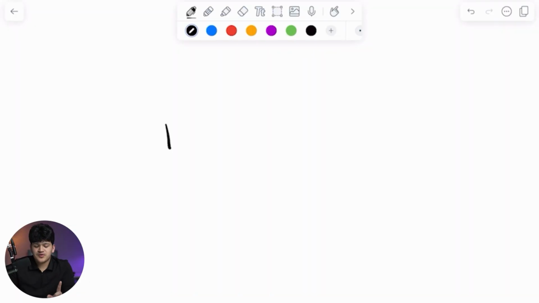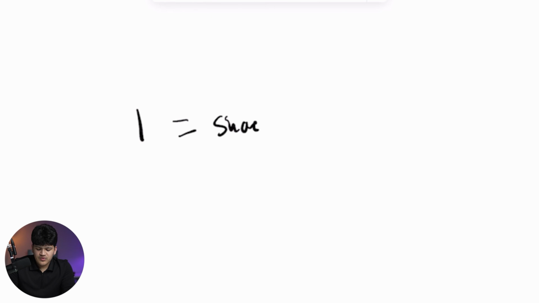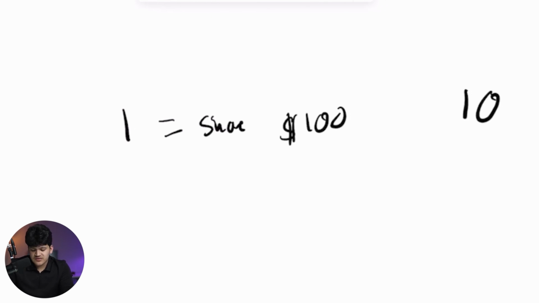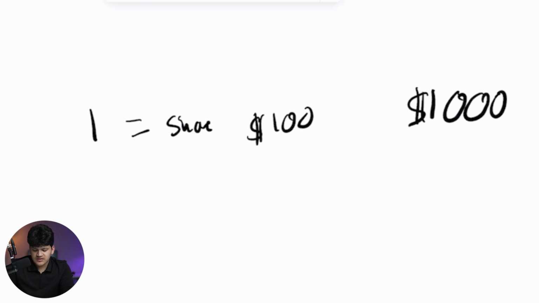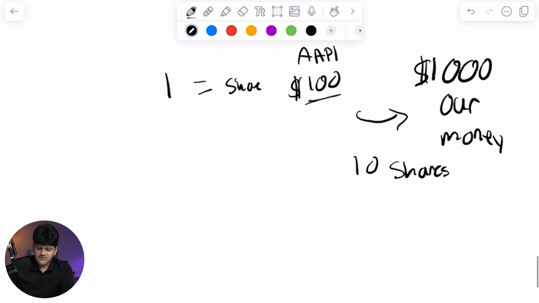Just to recap here, remember that one stock, which means a share of Apple, costs us $100. Okay, we have $1,000 here to play with. This is our money. So going over this example, I want to see if you guys got this by the end of this video. If I have $1,000 and the shares of Apple are $100 each, I can buy effectively 10 shares of Apple.